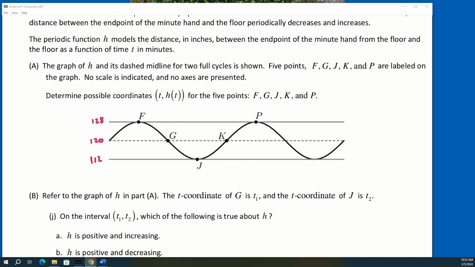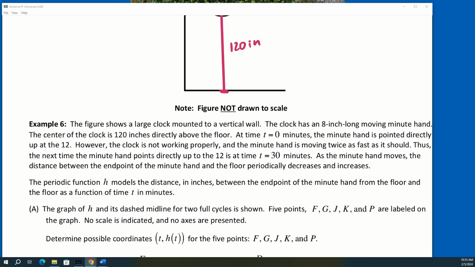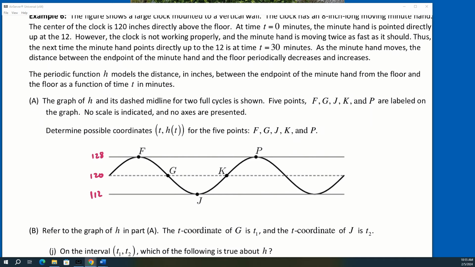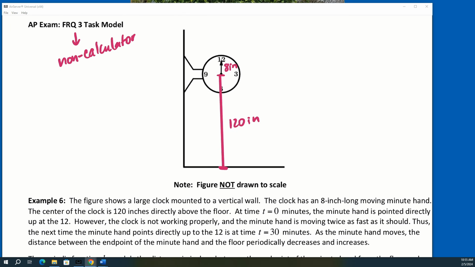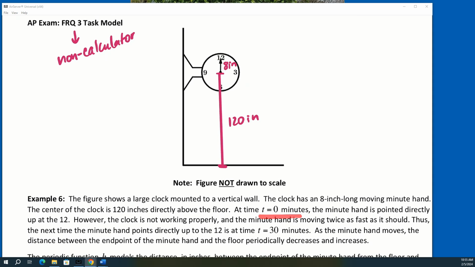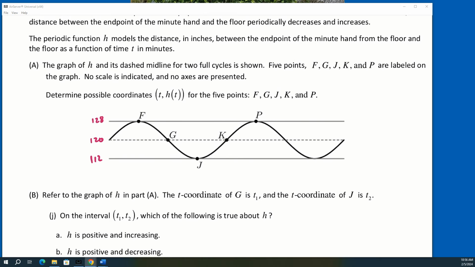All right, now we're going to figure out where the y-axis is. So our F point starts off at a maximum, and the maximum is always going to be when this is pointing at the 12. So at time t equals 0, it is pointing at the 12. So that's great. I don't know if that's going to be the case when you do it on the AP exam, but when it is, that's awesome. So if that maximum happens at time t equals 0, then that is the y-axis.